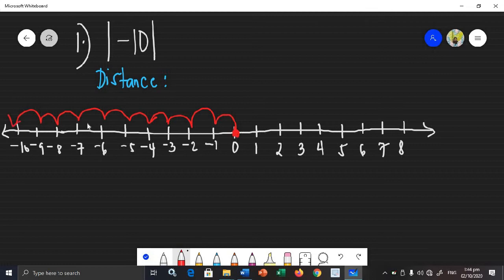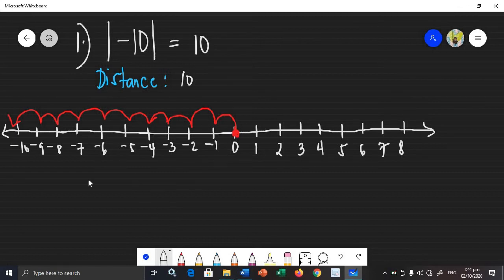So, how many units is that? 10. So, the distance between negative 10 and 0 is 10. Therefore, the absolute value of negative 10 is 10. Okay? So, it just becomes positive. Absolute value is always positive.